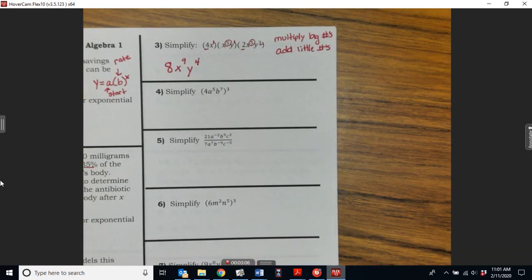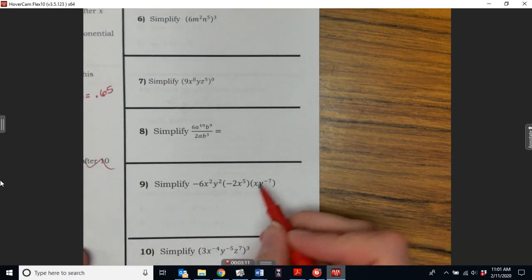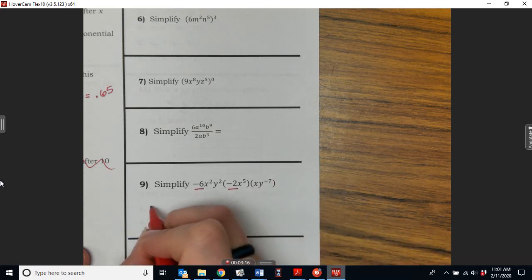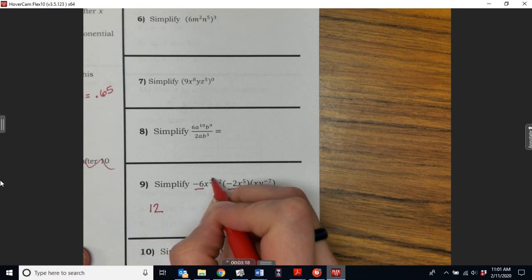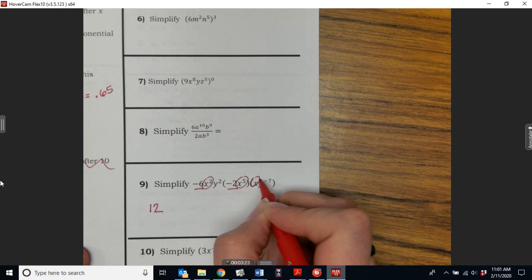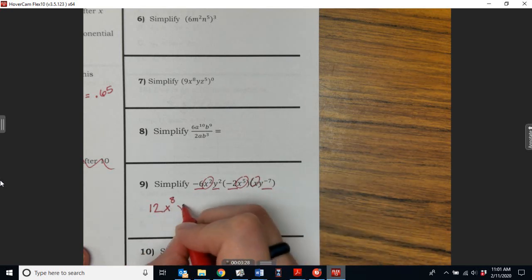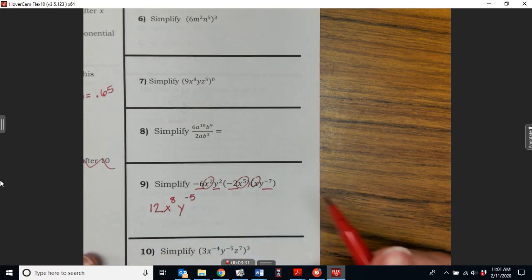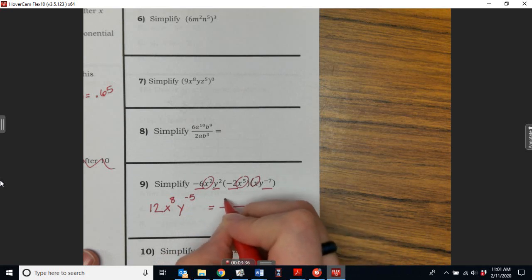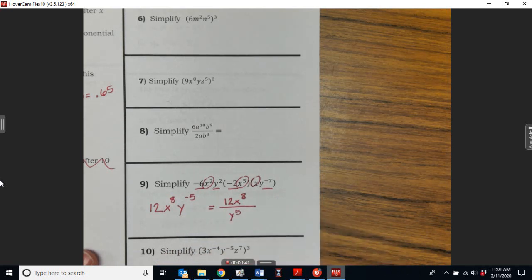And then we do the same thing on number 9. Number 9 is also multiply the big numbers, add the little numbers. So here I multiply my big numbers, I get 12. I add up my x's. And I have 2 plus 5 is 7, plus 1 more is 8. And then I add up my y's, and I get negative 5. And just remember that whenever we get a negative exponent, we change it to a fraction, and we put it on the bottom, and we make it positive. So that's what your answer would look like.